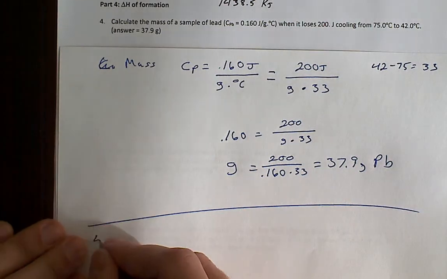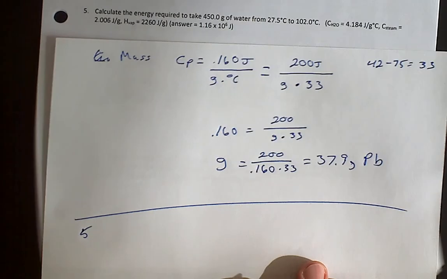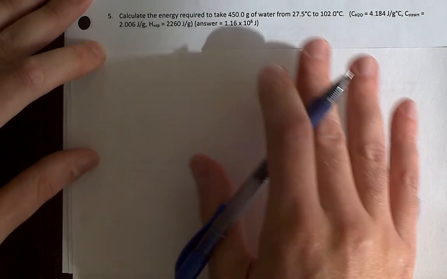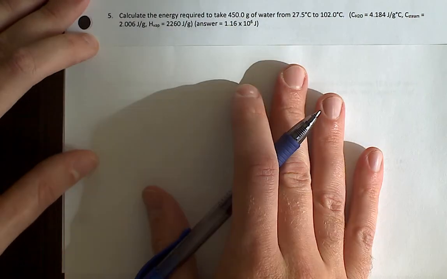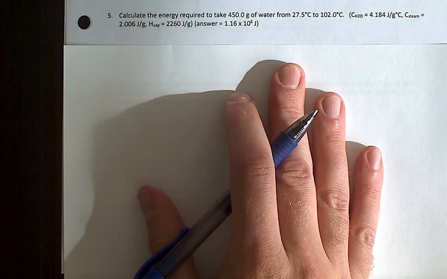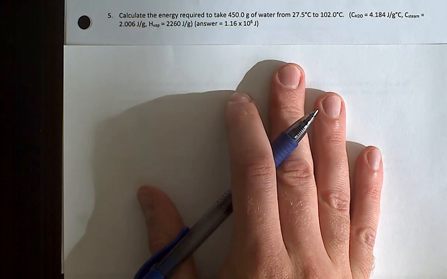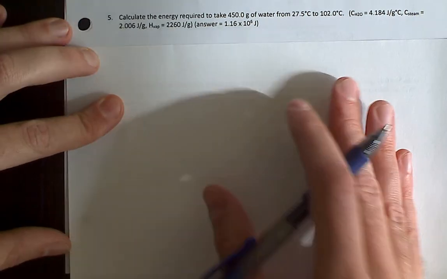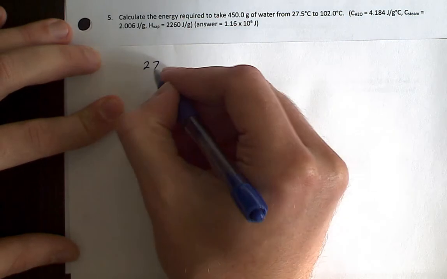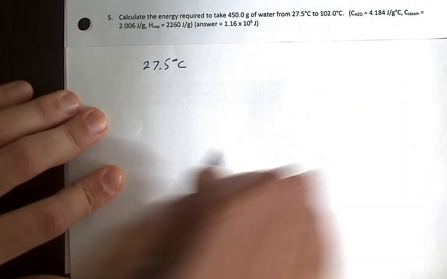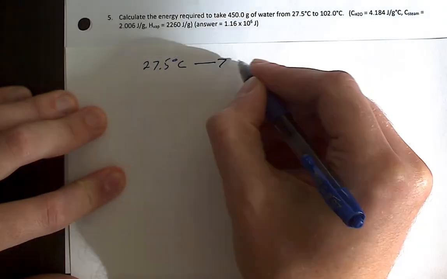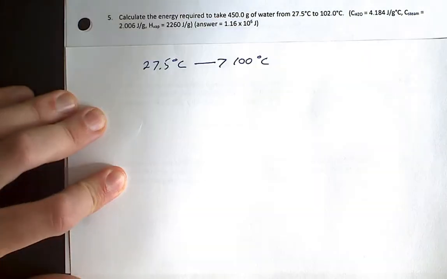Number 5 looks a little different. Okay. Number 5, we have calculate the energy required to take 450 grams of water from 27.5 to 102 degrees Celsius. This problem is a little bit more involved because we have multiple steps. First of all, we have to look at what's going on with the water. So we're at 27.5 degrees Celsius. At this temperature, water is a liquid. We're going to take this water up to 100 degrees Celsius, but we're not going to change it into gas.